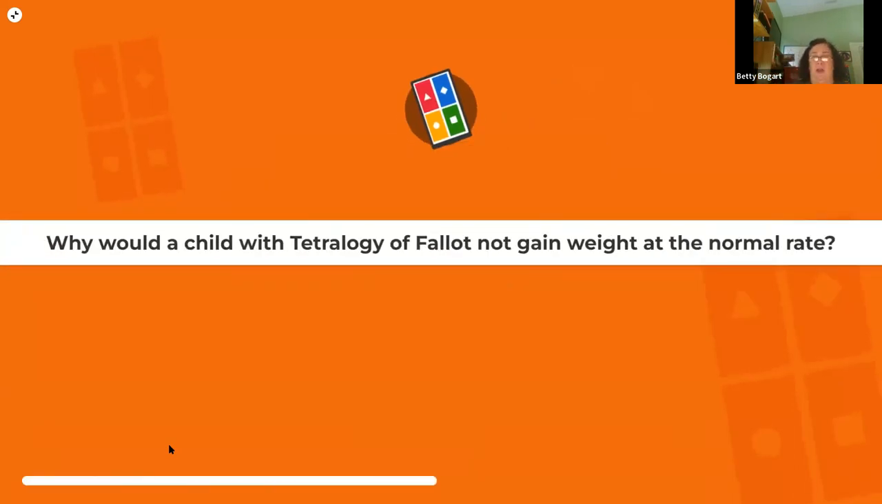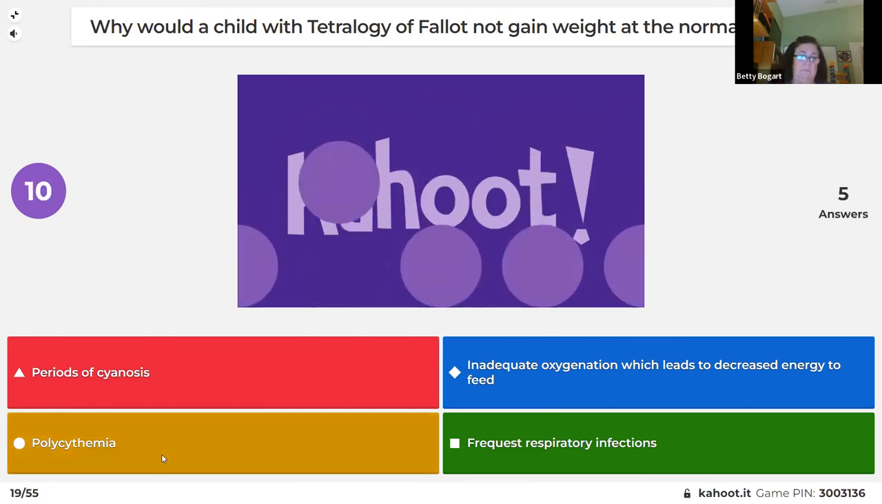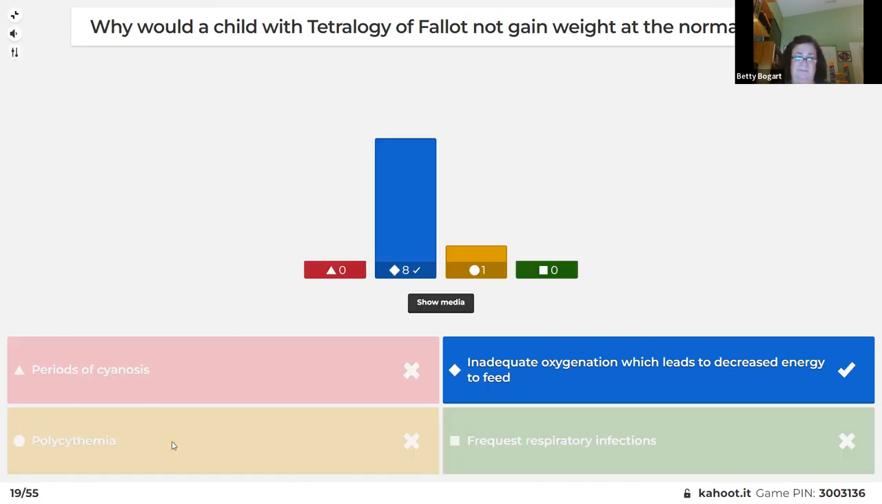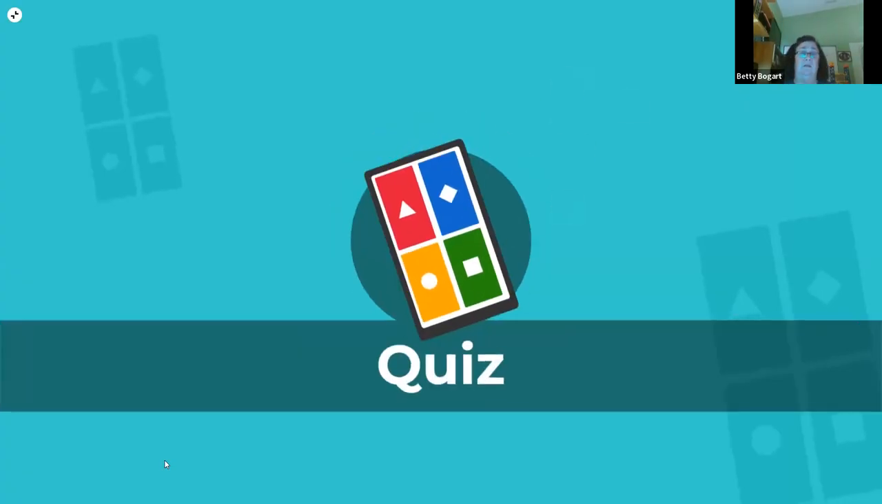Why would a child with tetralogy of Fallot not gain weight at the normal rate? Remember, tetralogy of Fallot is a cyanotic heart condition. So it's that inadequate oxygenation leads to decreased energy to feed. To think, what is tetralogy? What do I know about it? It's the most common cyanotic heart defect.